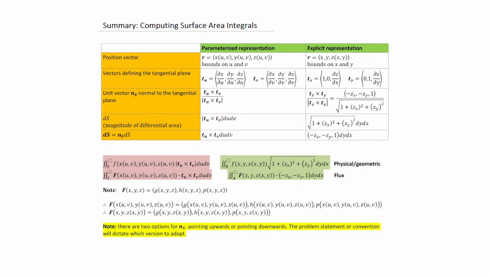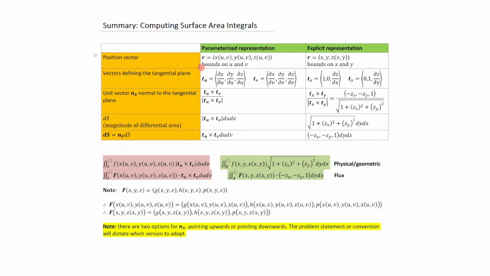Okay, and so the last slide now is just trying to group together all the equations that we have described over the period of this lecture and the previous lecture, in one common place. And so we have the starting point, which is a position vector, the vectors defining the tangent plane, the unit vector that's normal to the tangential plane, dS being the magnitude of the differential area, and dS being the differential area vector, which is the unit vector times the magnitude of the differential area, which is the same here. And so we had the parameterized representation, and I summarized them here. And we had the explicit representation, and I summarized them here.